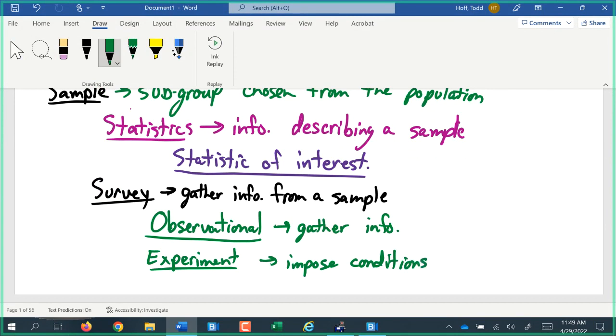So this might be taking a group of people that have a given illness, dividing them into two groups, giving one group a medication and the other group no medication, just some sort of placebo. That's imposing conditions, giving them the medication or not giving the medication. Or you could be comparing two medications. One group gets medication A, the other group gets medication B. Again, those are imposed conditions.